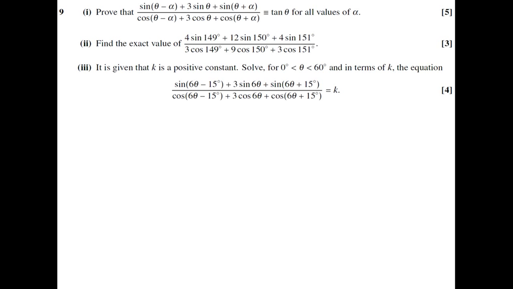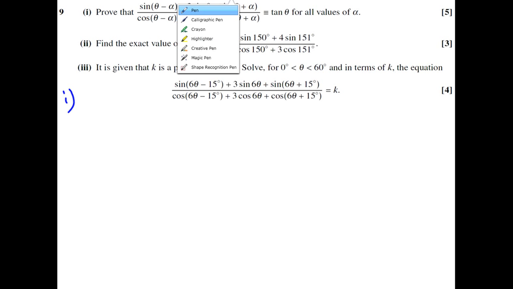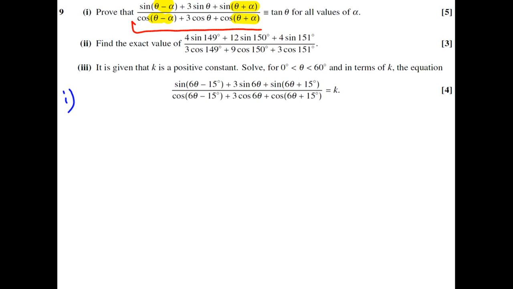Question 9. So we've got a very long question here, and you're going to need your green formula book with the trigonometric identities. Right, let's get on with it anyway. Part I. Prove that sine theta minus alpha, I'm not going to write all that out again, you can see the bits that you're going to be using the formula for. Here, here, here, here. Okay, we want to prove it equals tan theta, so we have to start with the left-hand side and get to tan theta.